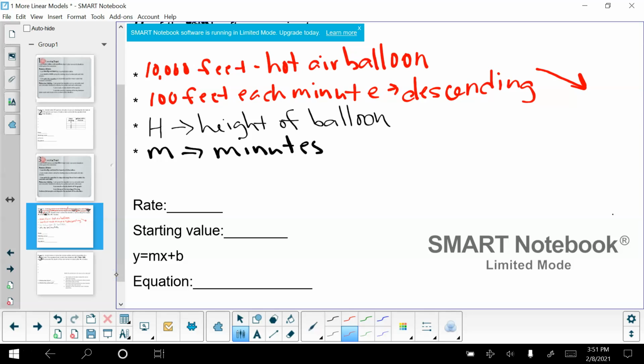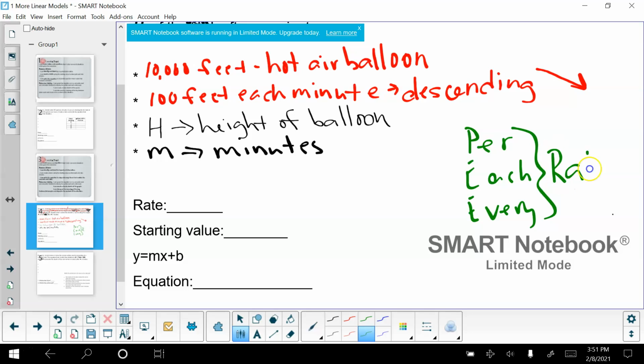Now, as far as rate and starting value, I'm going to remind us again of our rate words. Per, each, every. When we see one of these words, it's a good indicator of a rate. So as I look at what I wrote down, I can see that I have one of them. I have each. Okay. So then the number that's connected with that, which would be the 100, that's going to be my rate. So I'm going to write down 100.